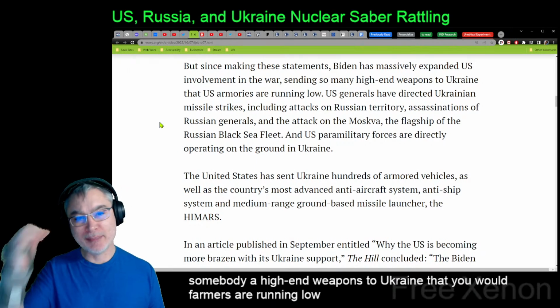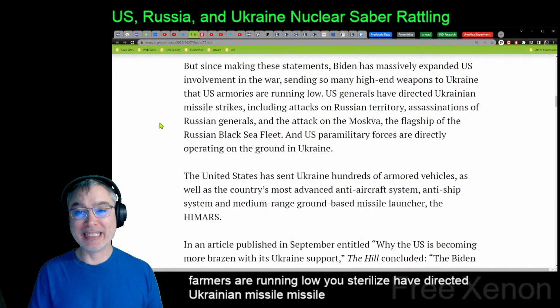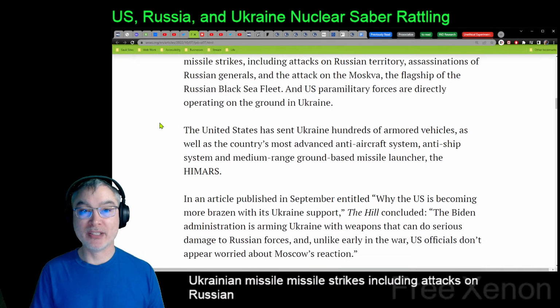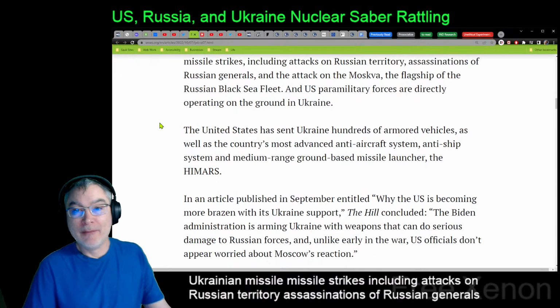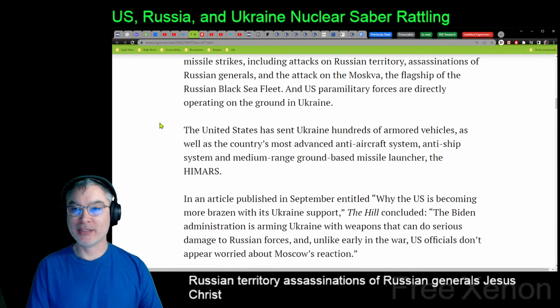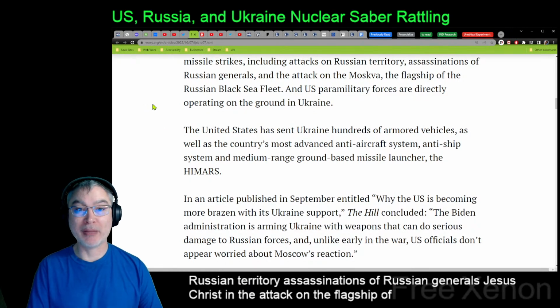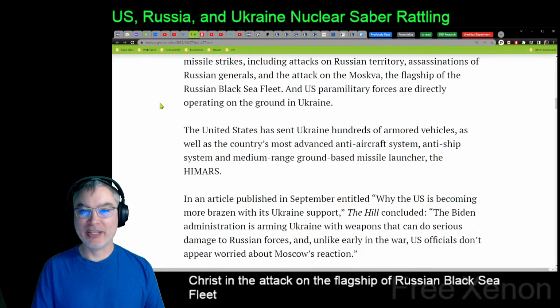U.S. generals have directed Ukrainian missile strikes, including attacks on Russian territory, assassinations of Russian generals, and the attack on the Moskva, the flagship of the Russian Black Sea Fleet. And U.S. paramilitary forces are directly operating on the ground in Ukraine.